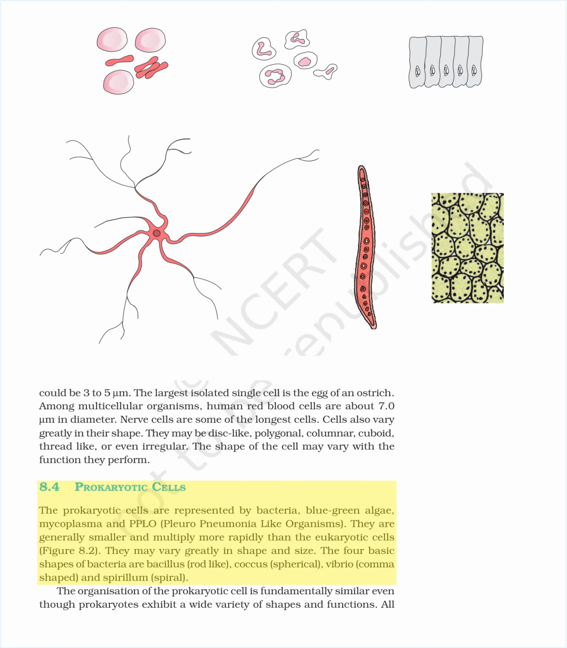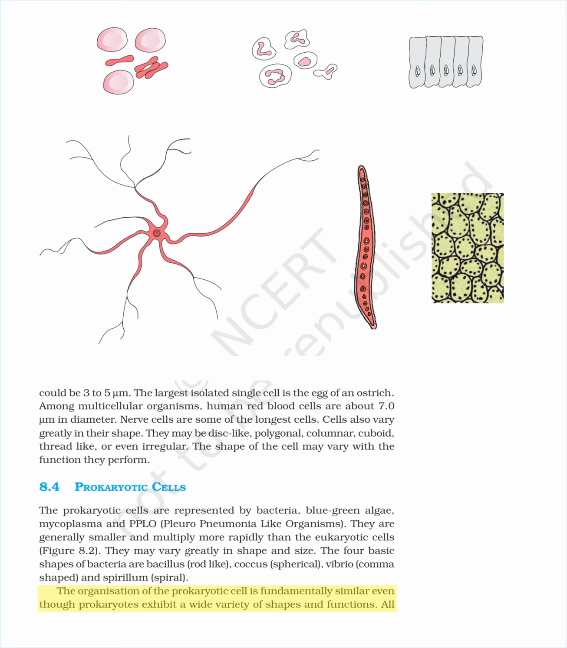8.4 Prokaryotic cells. The prokaryotic cells are represented by bacteria, blue-green algae, mycoplasma, and PPLO, pleuropneumonia-like organisms. They are generally smaller and multiply more rapidly than the eukaryotic cells, figure 8.2. They may vary greatly in shape and size. The four basic shapes of bacteria are bacillus, rod-like, coccus, spherical, vibrio, comma-shaped, and spirillum, spiral.